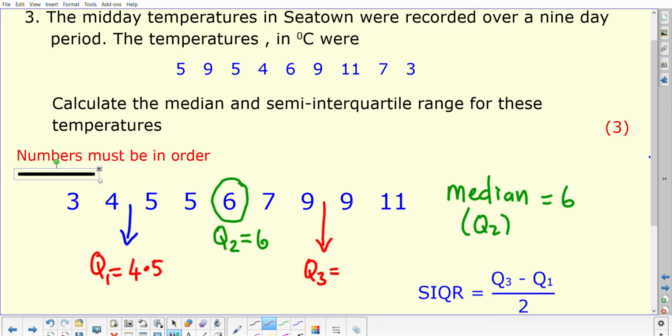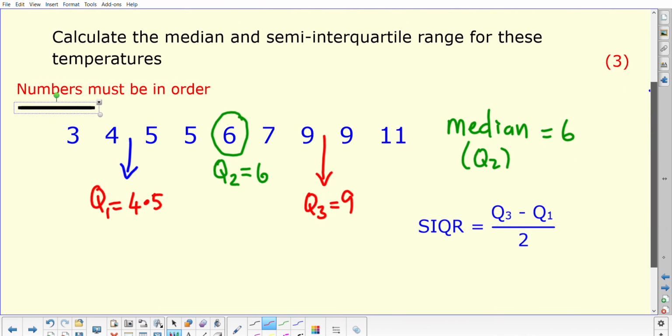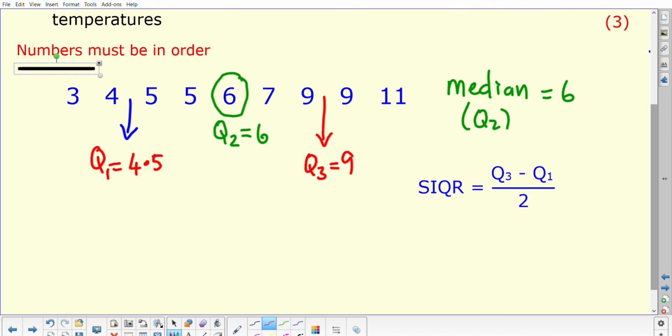Now, because they both match, the Q3 value will in fact be 9. So what you'd be looking for here, and you weren't allowed to use a calculator to do this, is that you would know the formula. So the semi-interquartile range is the Q3 value, which in our case is 9, minus the Q1, 4.5, and then we are dividing by 2.